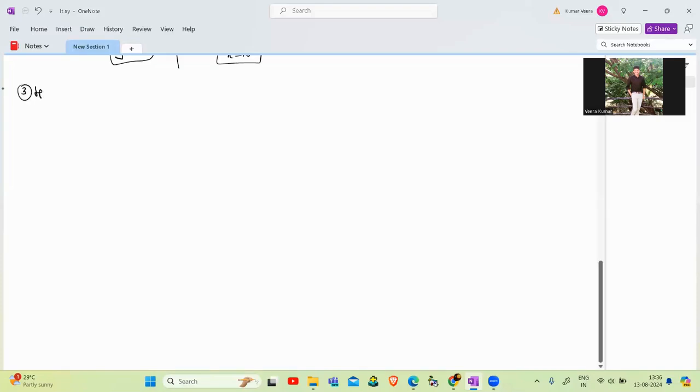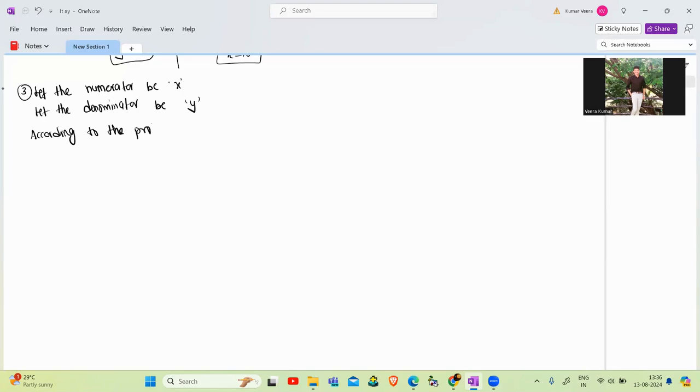Third question. Let the numerator be x. Let the denominator be y. So according to the problem, if 2 is added to both the numerator and denominator, the fraction becomes 9 by 11. So cross multiply. 11 into x plus 2 is equal to 9 into y plus 2. 11 into x, 11x. 11 2s are 22. 9 into y, 9y. 9 2s are 18.